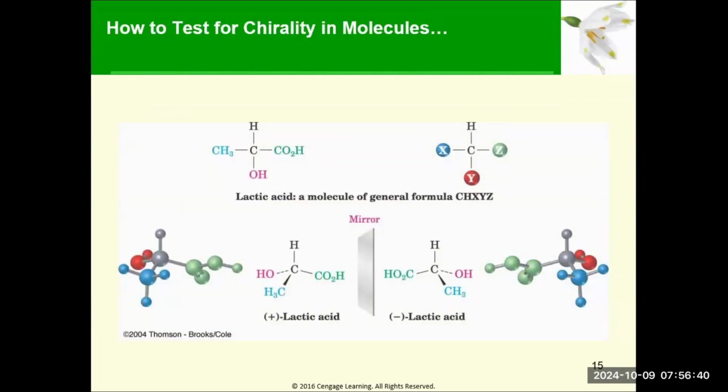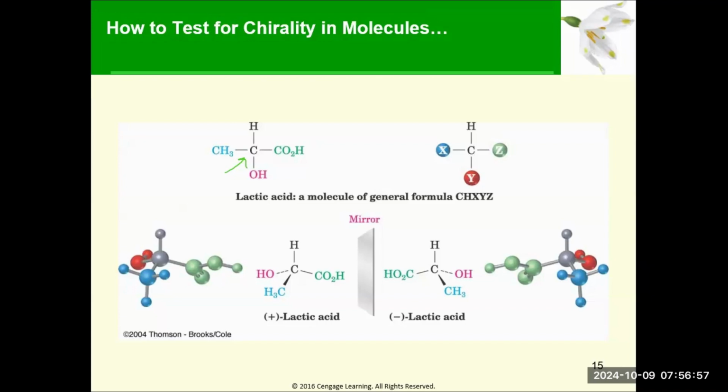So let's look at lactic acid. The carbon here in the center is definitely bonded to 4 different things. You have a hydrogen, you have a carboxylic acid, you have a hydroxyl group, and you have a methyl group. So you have H, X, Y, and Z.